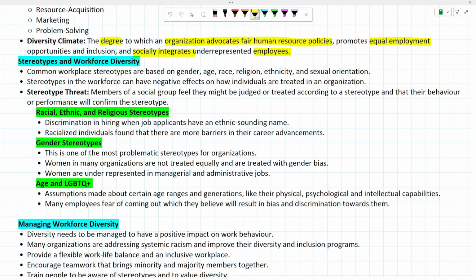So age and LGBTQ+. Assumptions are made about certain age ranges and generations, like their physical, psychological, and intellectual capabilities. As well, many employees fear that coming out will result in bias and discrimination towards them in the workplace and in social environments.